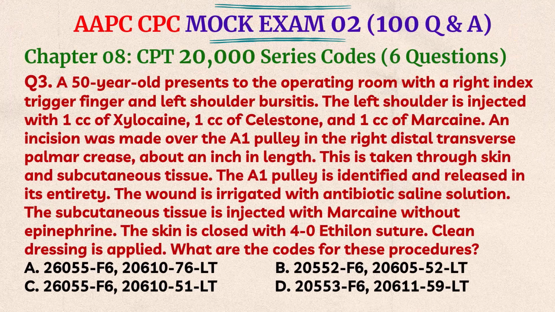Question number 3. It's a tricky question. I obtained this question from the CPT guidebook. So without looking at the answer, if you find the answer for this question, you are ready to take the real exam. The question is, a 50-year-old presents to the operating room with the right index trigger finger and left shoulder bursitis. The left shoulder is injected with 1 cc of xylocaine, 1 cc of celestone, and 1 cc of marcaine.